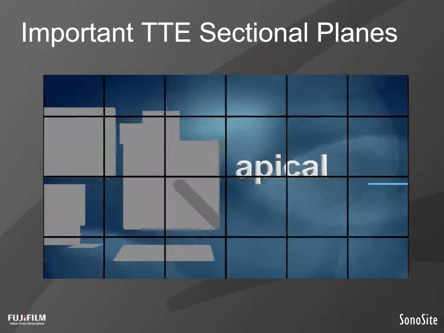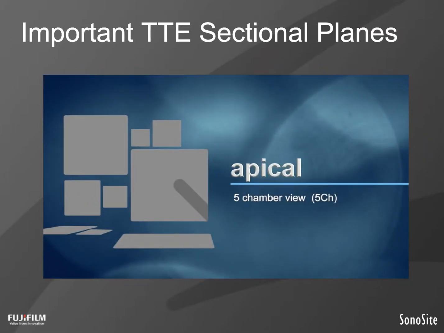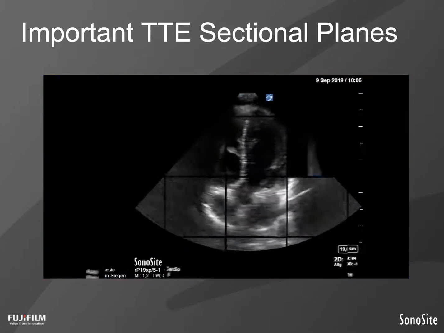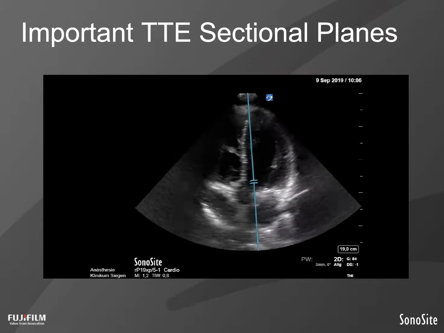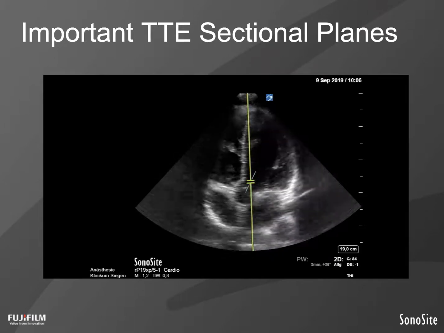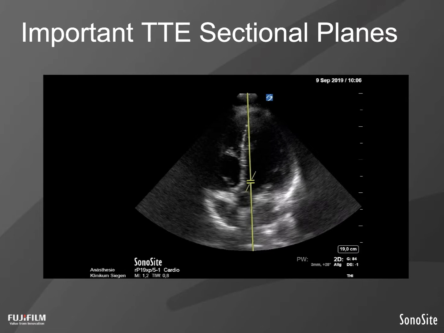By lowering the probe at this position, you can access the 5-chamber view, with the aortic valve in the middle and the left ventricular outflow tract, LVOT, beyond. Placing the pulse wave marker in the LVOT, you can measure velocity time integral for hemodynamic assessment.